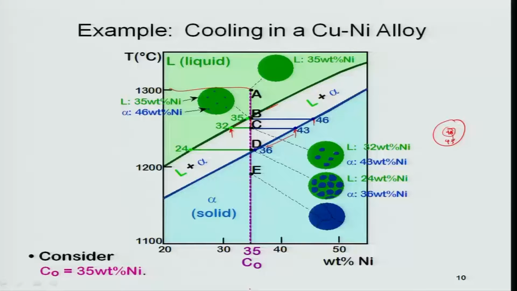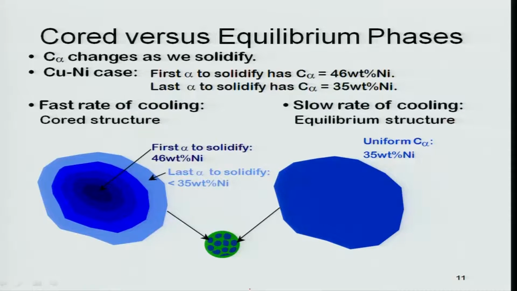Why? Because in a real situation you cannot keep the sample at a particular temperature for infinitely long time. In industrial scale time is money, so you cannot keep the sample at a temperature, suppose at point C or point D, for sufficiently long time for it to equilibrate, and thus things will change. That is why I am going to discuss next what will happen if we solidify the alloy under non-equilibrium conditions.